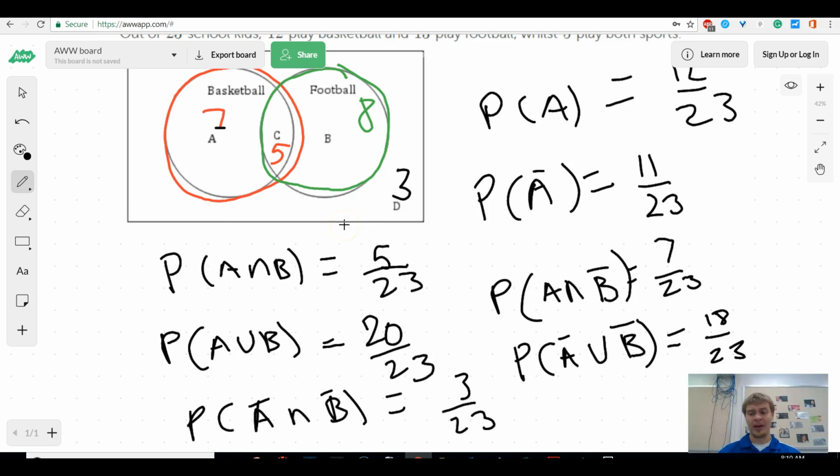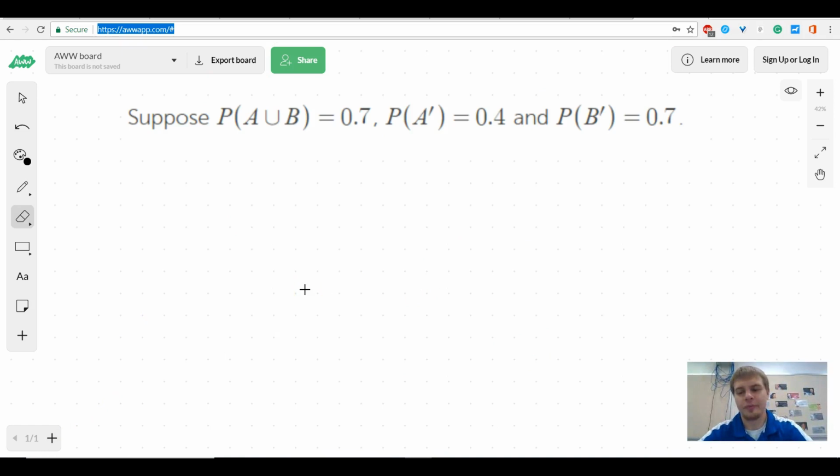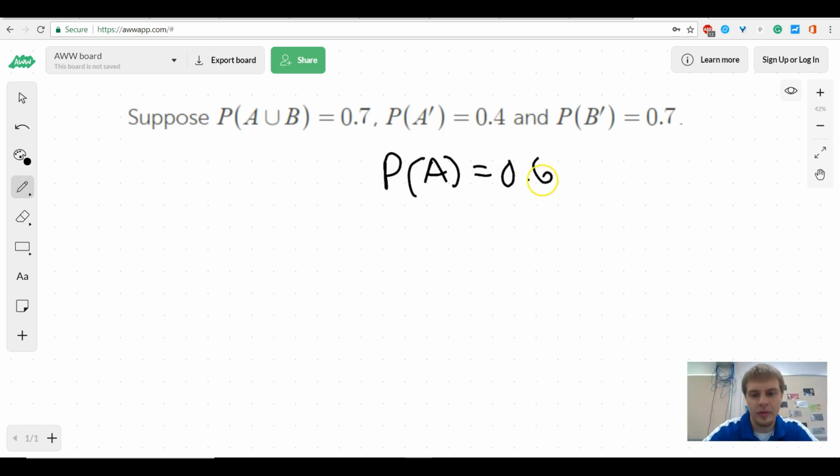We're going to do one more where I set up a Venn diagram from this kind of information. Okay, so suppose we have this problem right here, and it gave us all this information. The first thing that I do when I get information like this is I try to convert these nots to the actual. So this is not A. So I know A would have to be the opposite, which would be 0.6. And I know B would be the opposite again, which would be 0.3.